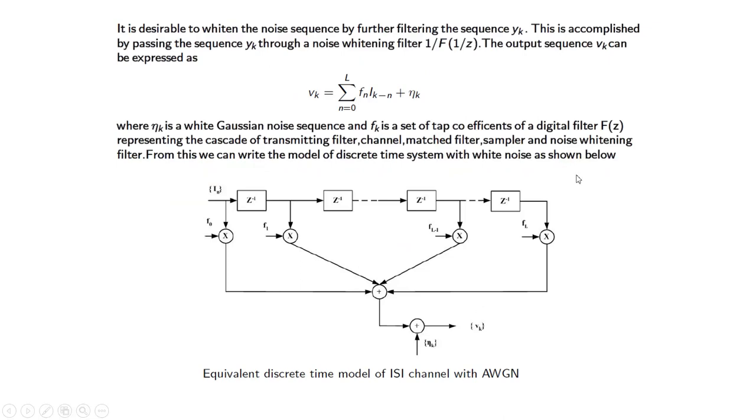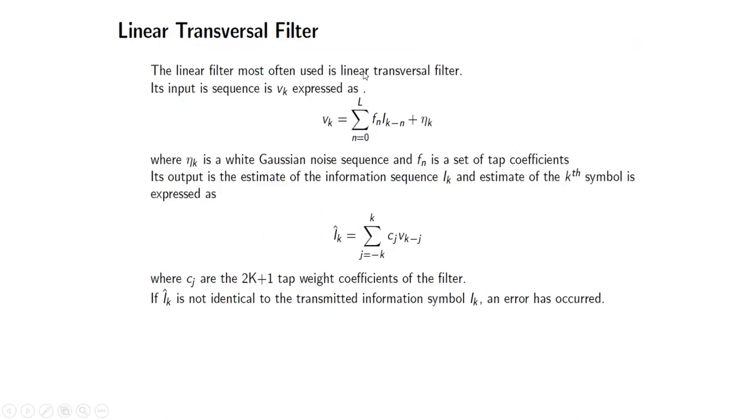Now we will talk about what the equalizer is, after the whitening filter. Now we are actually discussing the requirements and the system that will represent the equalizer. The linear filter most often used as an equalizer is the linear transversal filter. So we will apply this sequence as input to the transversal filter, which will be an equalizer. We will see further the conditions of the equalizer.